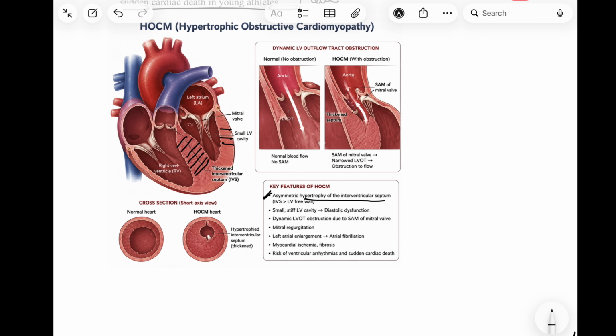Now let's understand what the LVOT is. LVOT is the left ventricular outflow tract. Now understand, this ventricle is connected to the aorta. Suppose this is your aorta, this is your left ventricle. The tract through which blood flows from the left ventricle to the aorta is this gap. It is known as the left ventricular outflow tract.